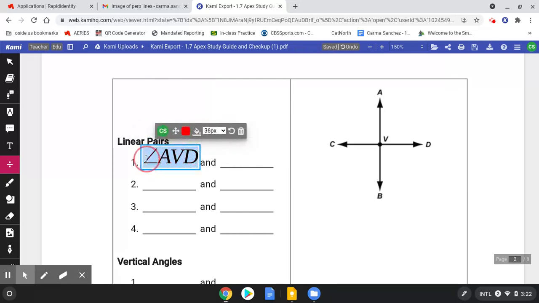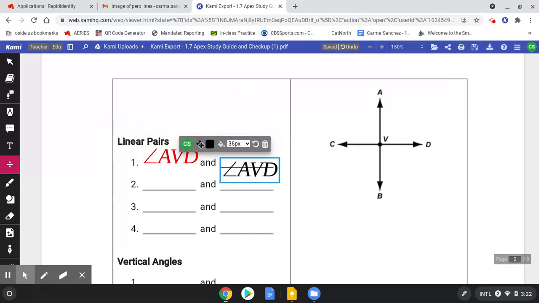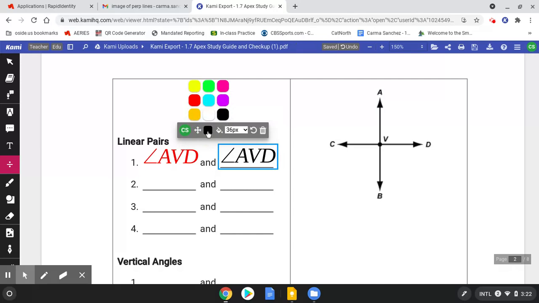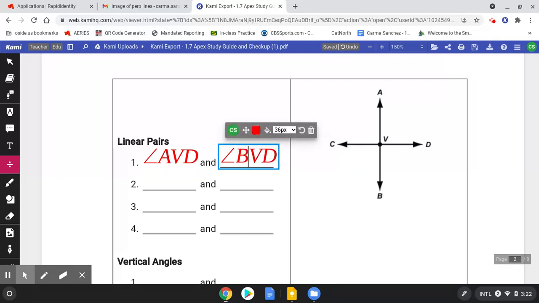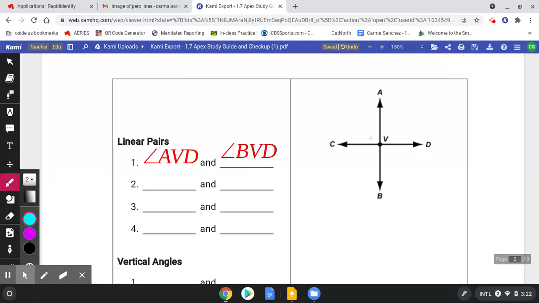I'm going to copy this so I have the angle handy so it can go quicker. All right, AVD, we could say that that is a linear pair with BVD. So notice where that angle comes from the bottom to the middle to the side. And the reason we say that those are linear pairs is because this angle and this angle form the 180 degrees.